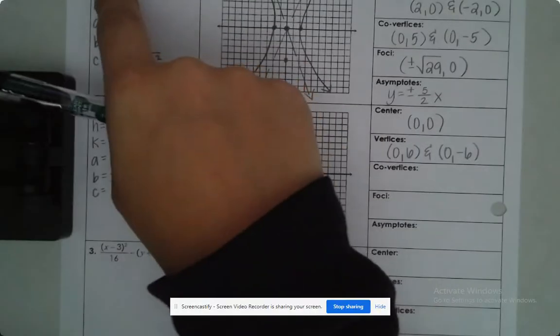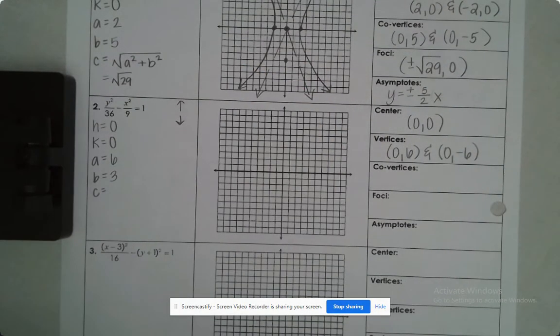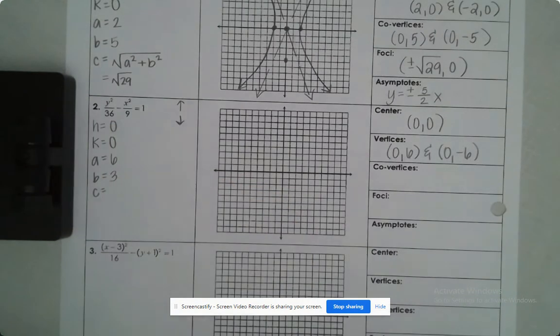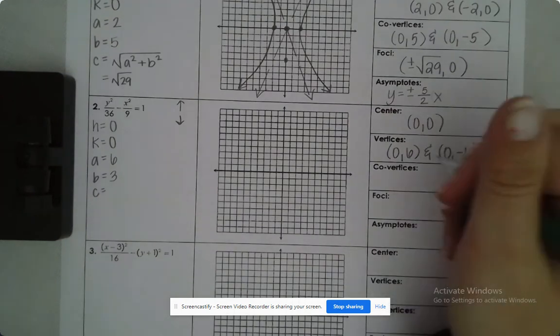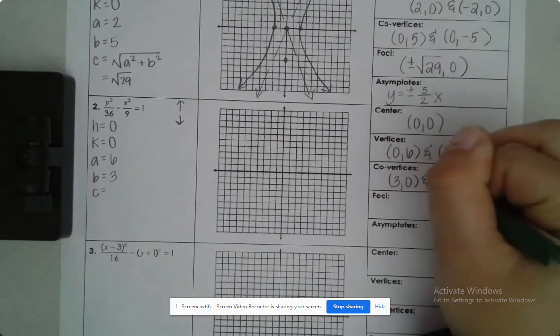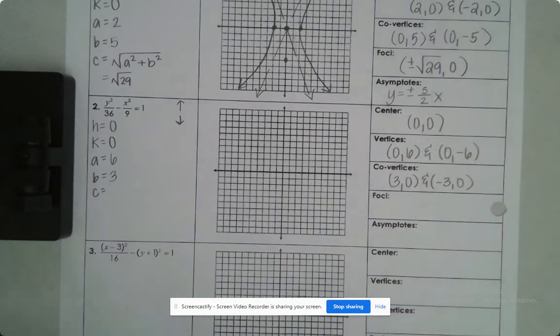A wasn't the bigger one on number 1. Be careful. That has nothing to do with a hyperbola. Nothing to do with A. That's on an ellipse. On a hyperbola, it has to do with which one's first. The Y's first, so it's up and down. Co-vertices. 3, 0, negative 3, 0.